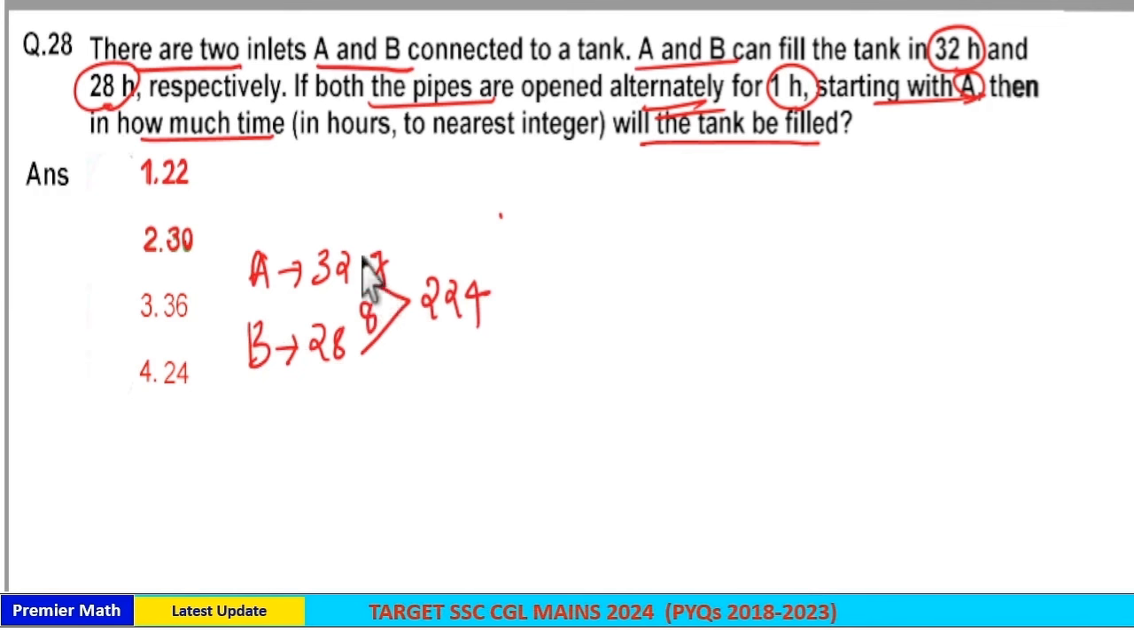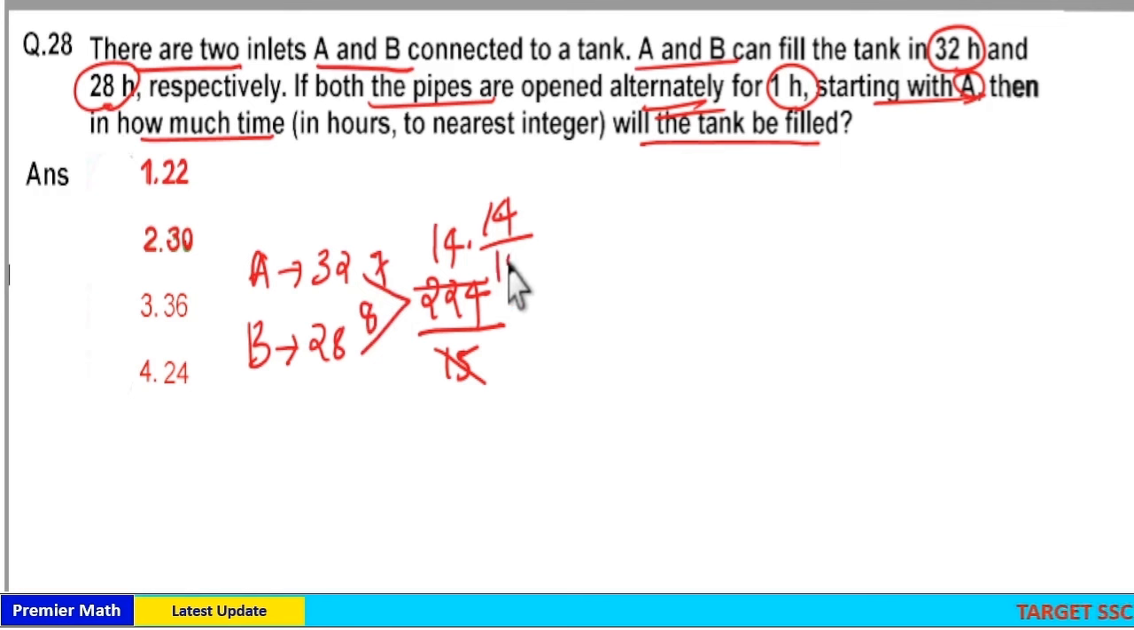Now A can fill 7 unit in 1 hour. B can fill 8 unit in 1 hour. Together A and B can fill 8 plus 7, 15 unit in 1 hour. So A and B together fill 224 unit in 224 by 15 hours of time. 15 goes 14 times in 224, remaining 14. So this 14 unit is filled by A and B together in 14 by 15 hours of time.